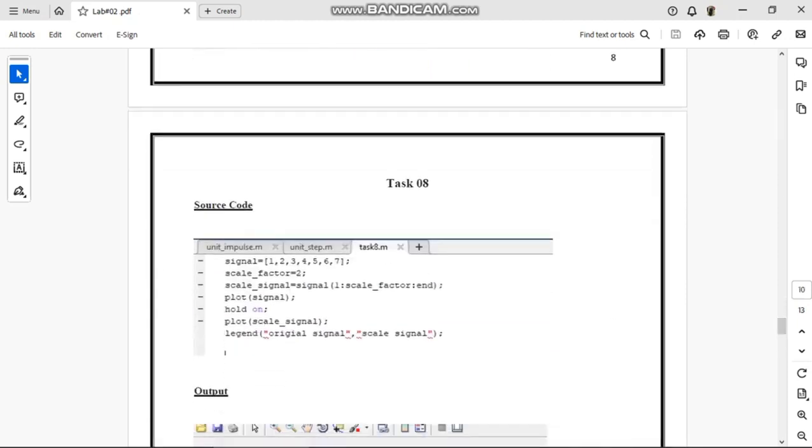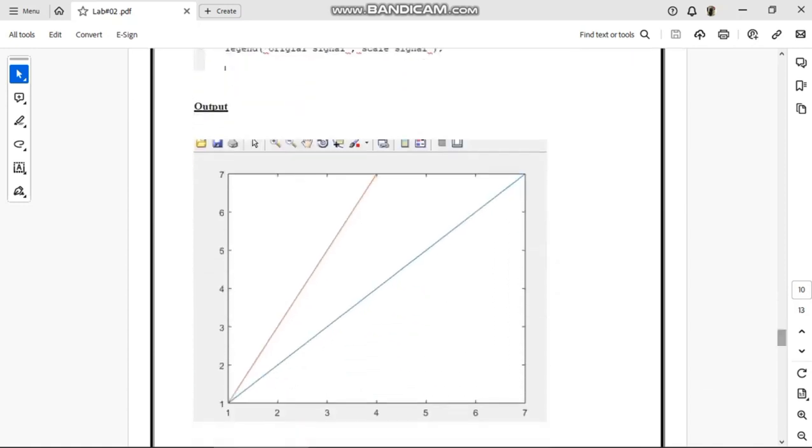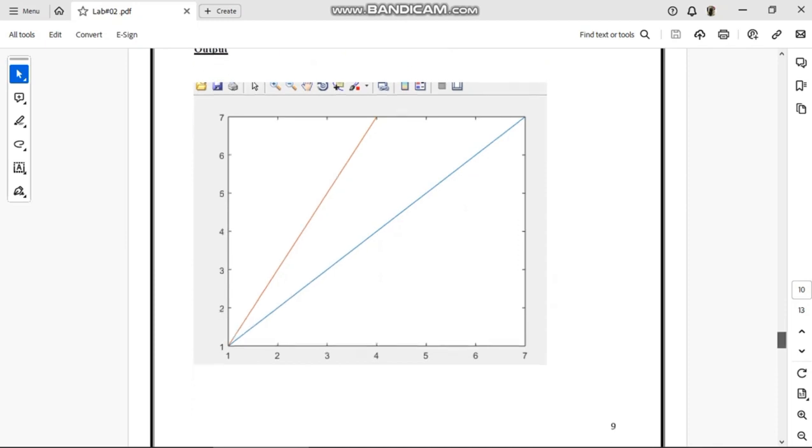Then moving on to task 8. In task 8 we have to perform scaling of the signals. Our signal is 1 2 3 4 5 6 7, and now you can take any value. Then we have defined the scaling factor, which is very important in scaling. In this case the scaling factor is equal to 2, and then we have used a plot command to plot the signal, hold on command, and in the legend we have given original signal and scaled signal, and the output is being shown. In the output now you can see that the blue line is showing the original signal, and the red line is showing the scaled signal.